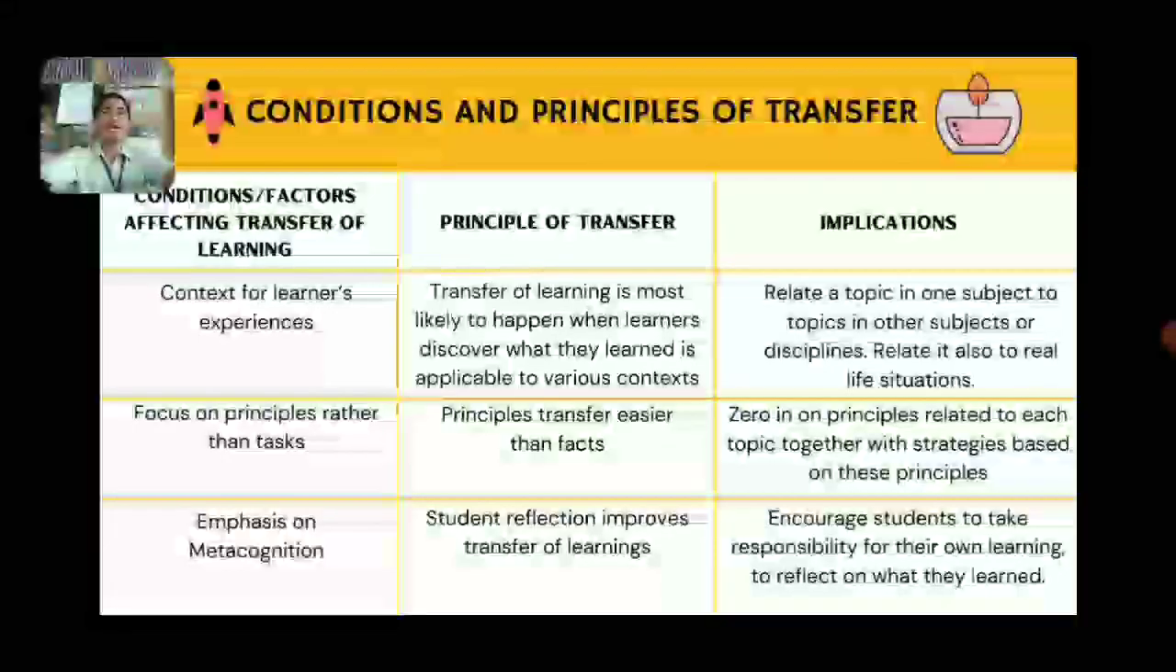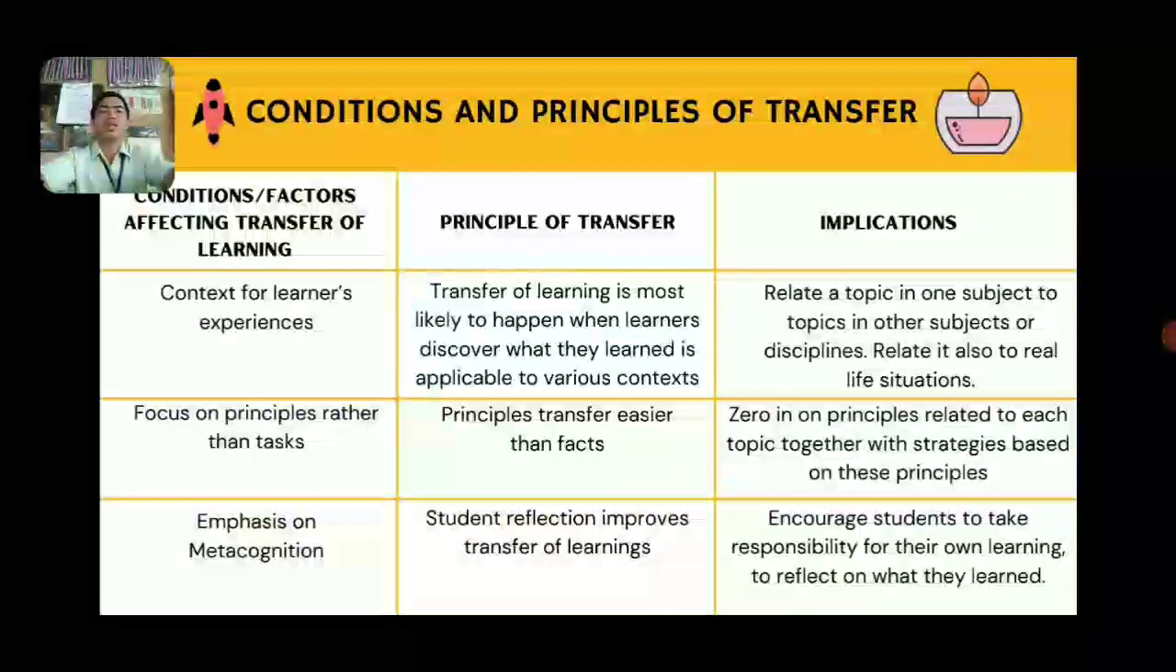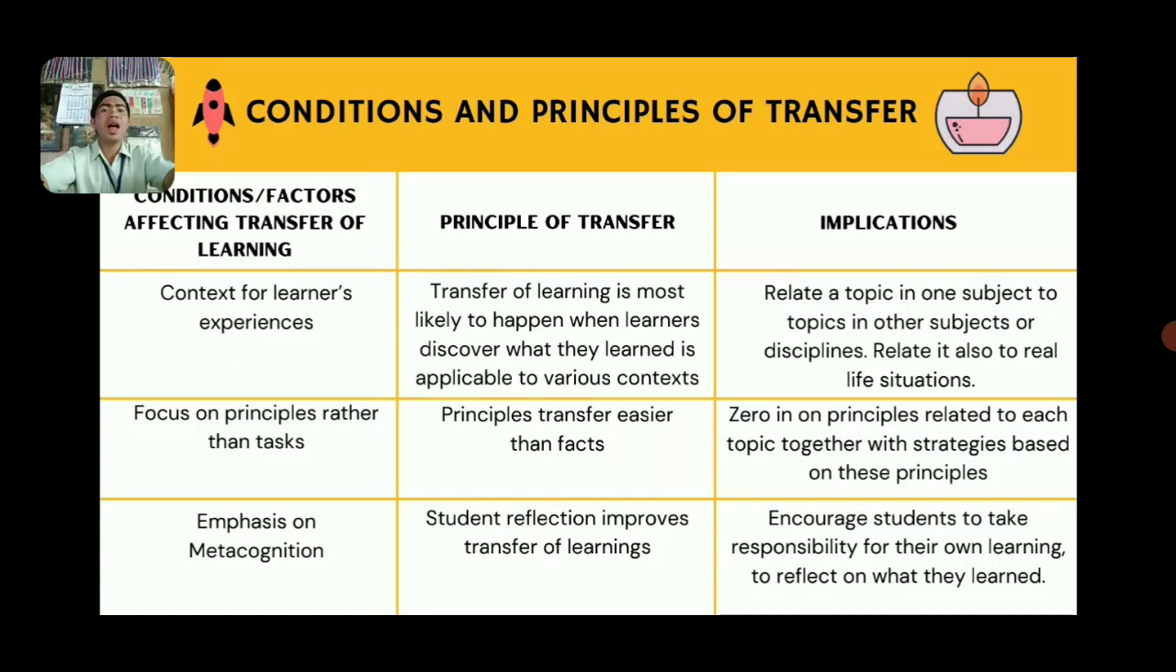Alright, so next is the context for learners' experiences. Its principle: transfer of learning is most likely to happen when learners discover that what they learn is applicable to various contexts. Its implications: relate a topic in one subject to topics in other subjects or disciplines. Relate it also to real life situations.